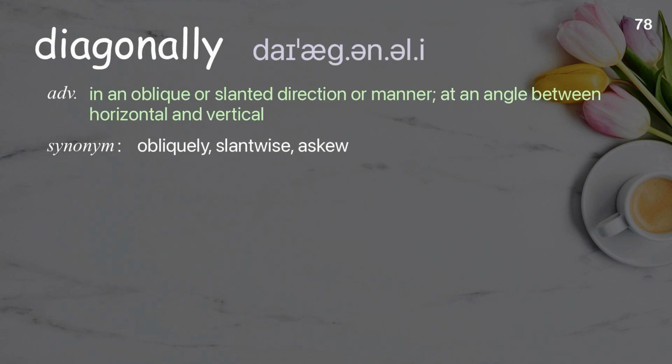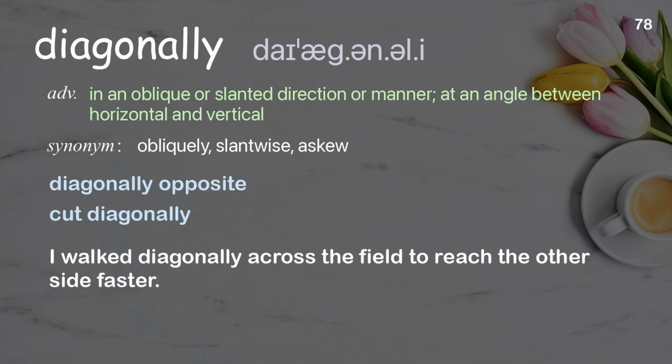Diagonally. In an oblique or slanted direction or manner, at an angle between horizontal and vertical. Examples: Diagonally opposite. Cut diagonally. I walked diagonally across the field to reach the other side faster.